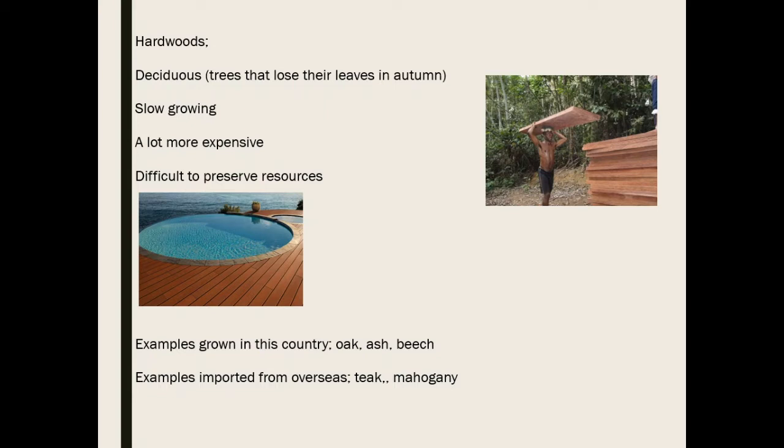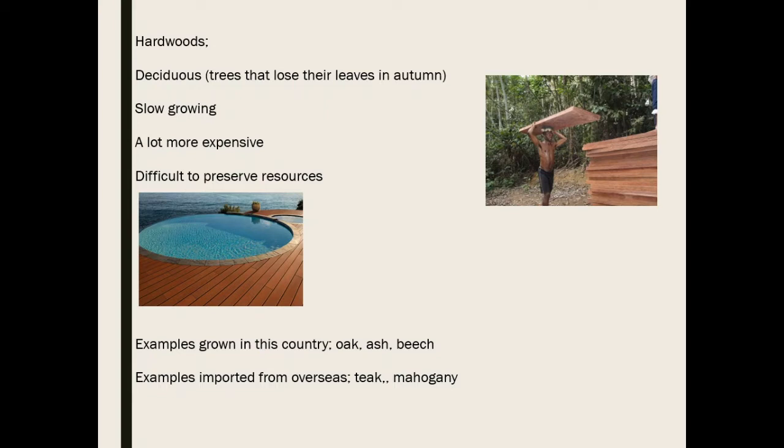Because it takes a lot longer to grow, there's less of it, and because of supply and demand, that automatically just means they are more expensive anyway. It's a lot more difficult to preserve these resources because it takes so long to grow. You do have a managed rainforest, but it's very hard to police and it's very hard to keep that crop going regularly. So examples that we grow in England, the most common ones are oak, ash and beech.